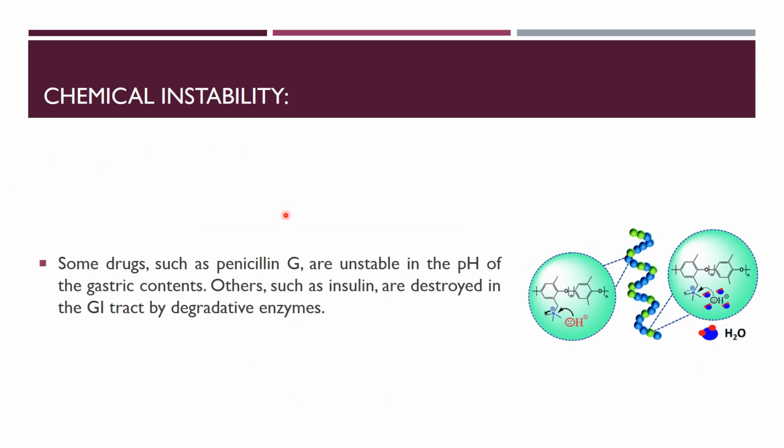Chemical instability. Some drugs, such as penicillin G, are unstable in the pH of the gastric contents. Others, such as insulin, are destroyed in the gastrointestinal tract by degradative enzymes.